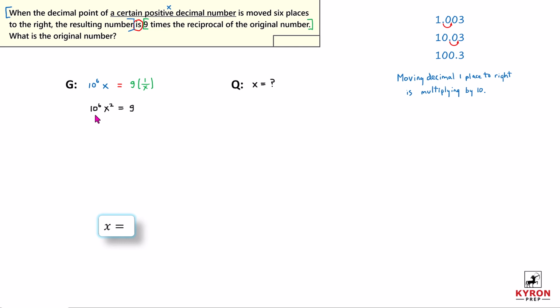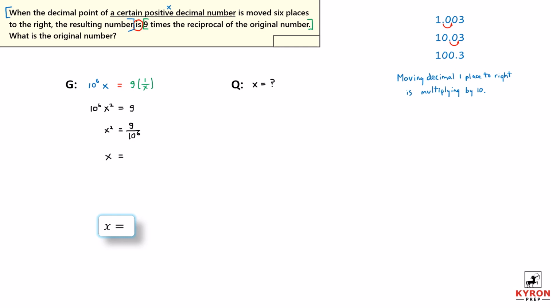So let's divide everything by 10 to the 6th and get on the left side x squared, which is going to be equal to 9 over 10 to the 6th. And then the last change we need to make is to transform this x squared into just plain x. And to do that, we take the square root of both sides. Thus, x squared becomes x, and that's equal to the square root of this fraction.